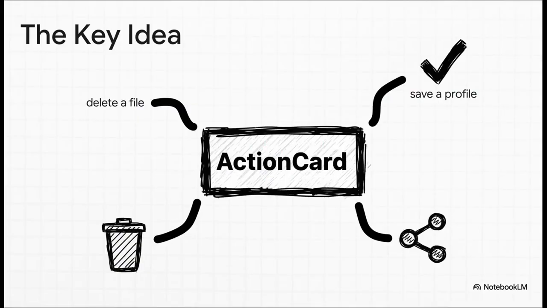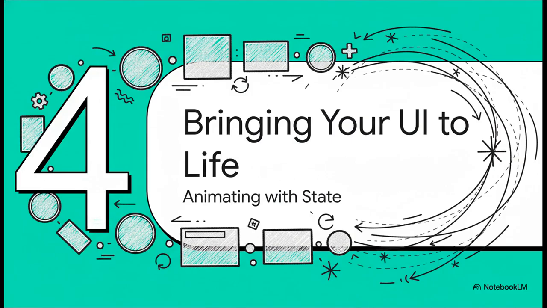So here's the crucial point. By passing in behavior, our action card becomes unbelievably versatile. One instance of it might save a profile, another might delete a file. The card itself, it doesn't care. It just knows it needs to execute whatever action it was handed, which makes it truly reusable in any context you can imagine.